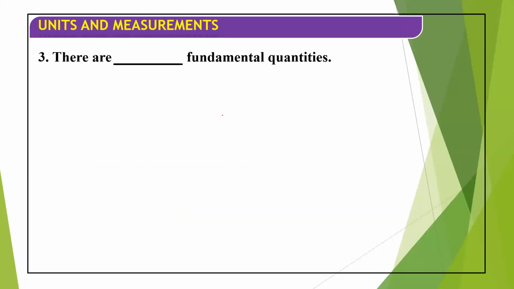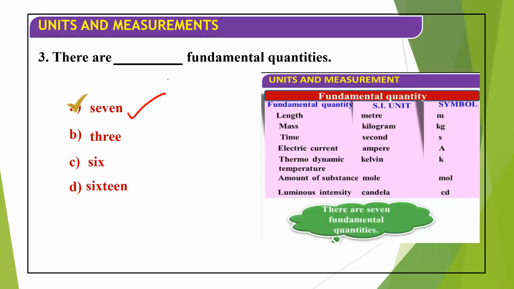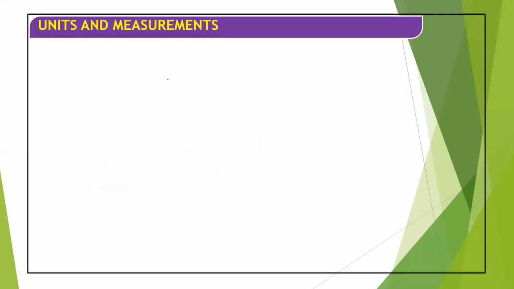Okay, the next question. There are dash fundamental quantities. So I think you do not need any options here, and you can directly tell me the answer is 7. Okay, so you have already learned, you have mastered this topic. That is, there are 7 fundamental physical quantities. Let's move ahead.